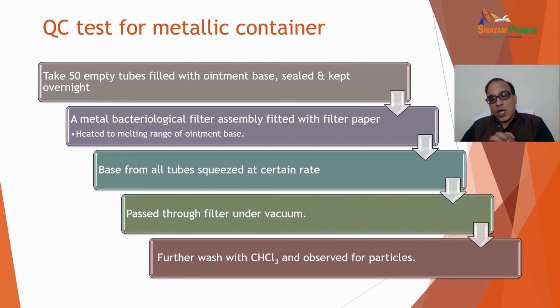Now we have come to the metallic containers. Take 50 empty tubes filled with ointment base, sealed and kept overnight. A metal bacteriological filter assembly fitted with filter paper is heated to the melting range of the ointment base. Now the base from all tubes is squeezed at a certain rate and passed through the filter under vacuum, and further washed with chloroform and observed for particles. So we can observe the particles after this.